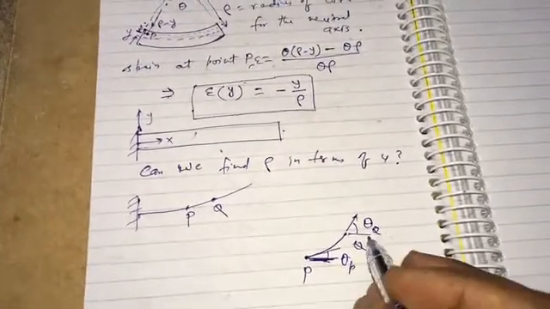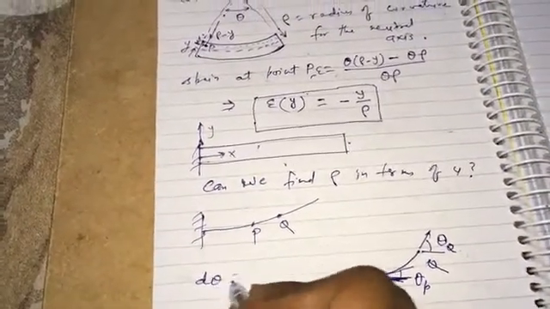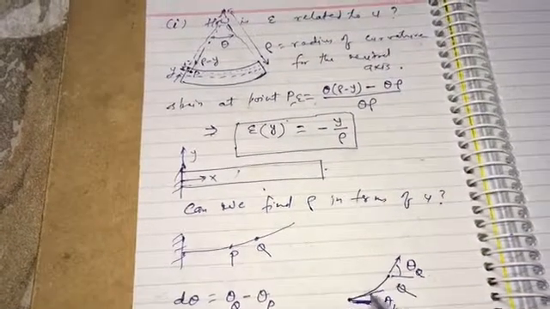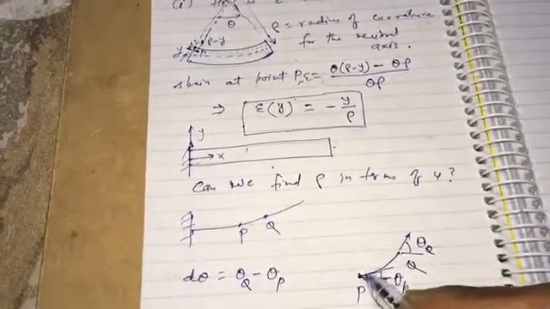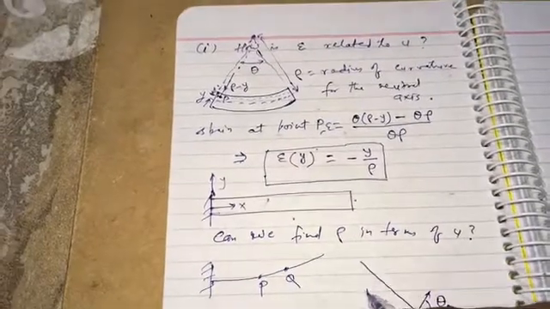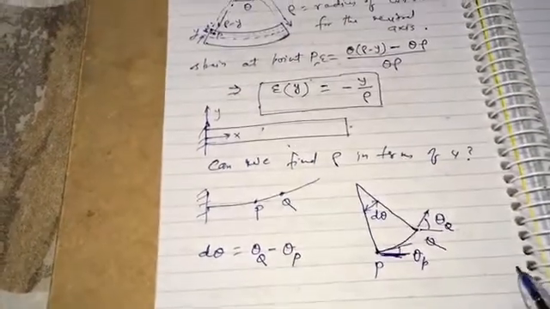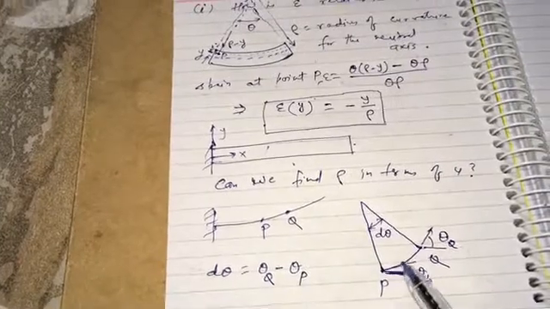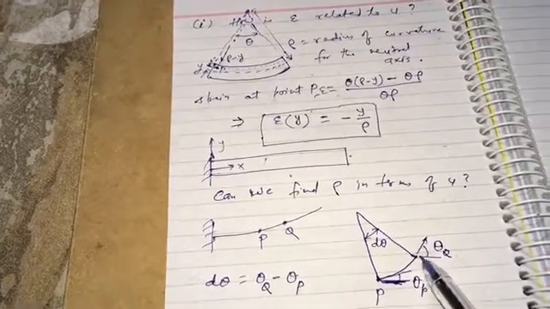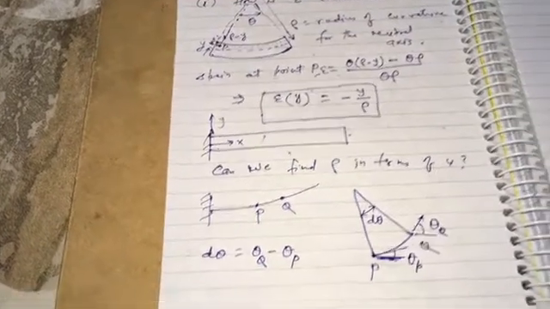And if we say d theta equals theta Q minus theta P, then if you take a perpendicular to this one, and from here also a perpendicular, where they meet, this angle has to be d theta. So that means the normal has rotated by d theta. That means the angle with respect to horizontal will also increase by d theta. Hence d theta equals theta Q minus theta P.